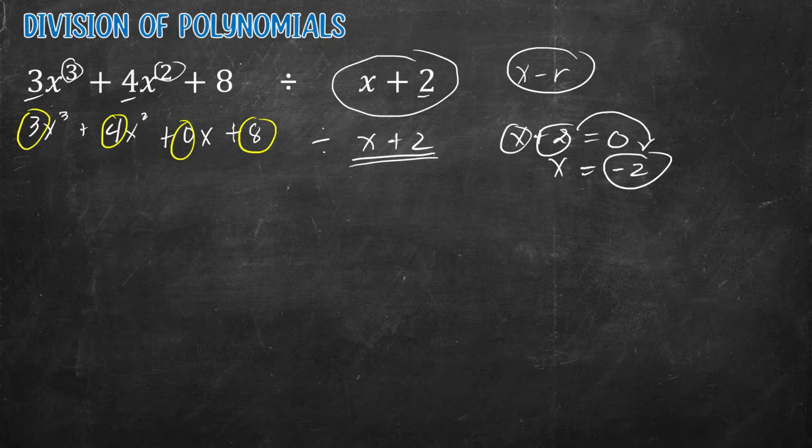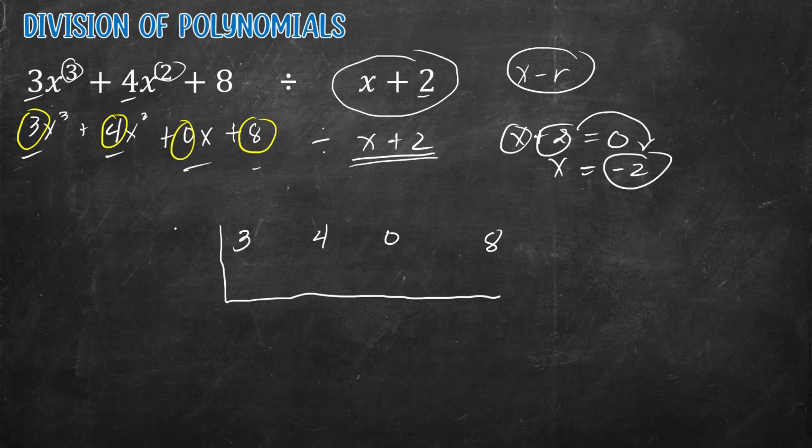And then, isusulat lang natin lahat ng coefficient ni dividend in a one line. So, we have 3, 4, 0, and then 8. Ayan. Lalagay tayo ng semi-box. Tapos dito naman, meron tayong semi-box ulit. Ilalagay natin si divisor, which is negative 2. Okay, so nakaline na siya. So the first thing that we need to do is to bring down 3. Bring down natin si 3.